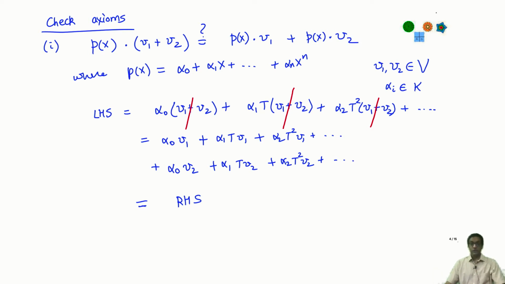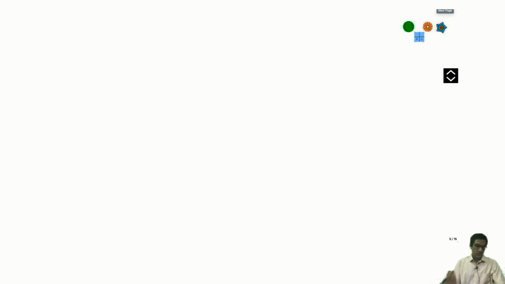Okay, so that's the first axiom. Now the second axiom is sort of similar. It's in fact even easier. The second axiom just uses the fact that this is linear, so I will just leave the second axiom for you to check. It's an exercise.